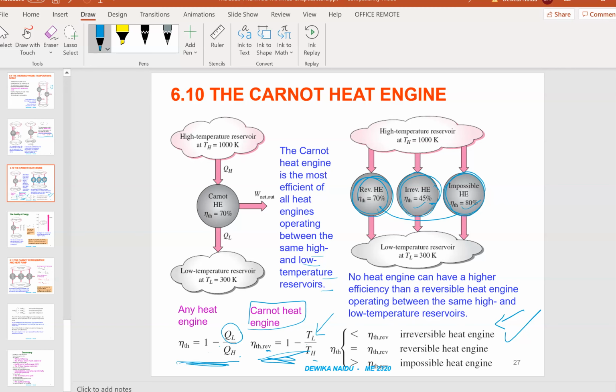For the efficiency of any heat engine, if it is equal to this value, then it is a reversible heat engine. Anything that is lesser is an irreversible heat engine, meaning there are irreversibilities. And anything greater is impossible. So this is another way to see on paper, in calculation, whether it's an impossible heat engine or whatever the scenario is, even before designing it.